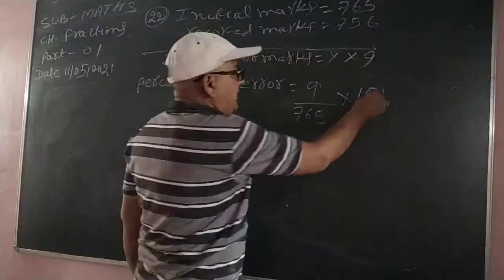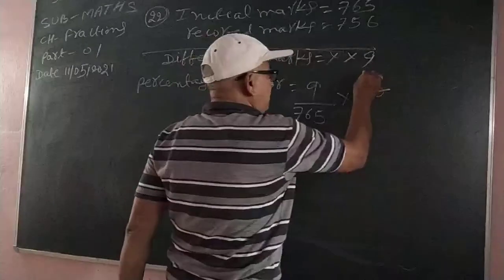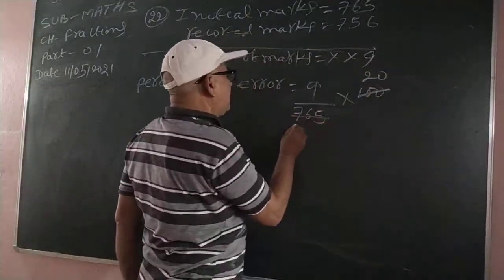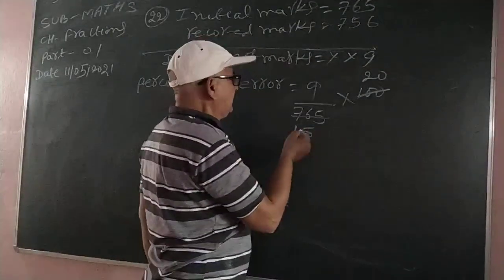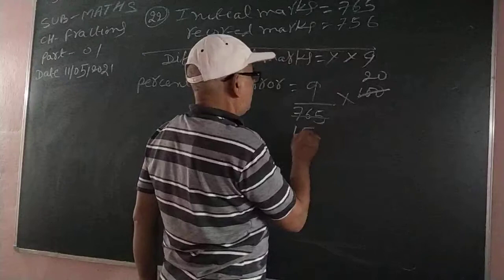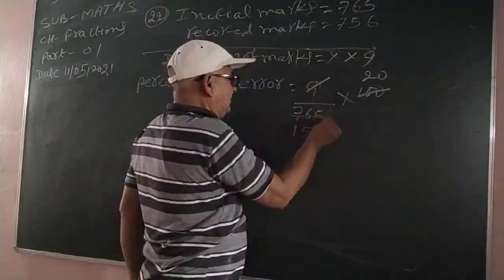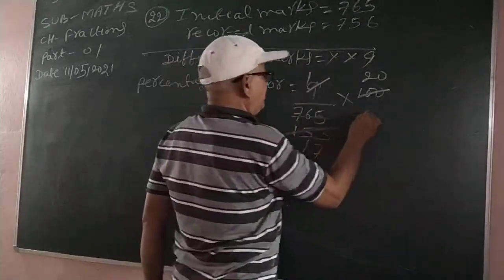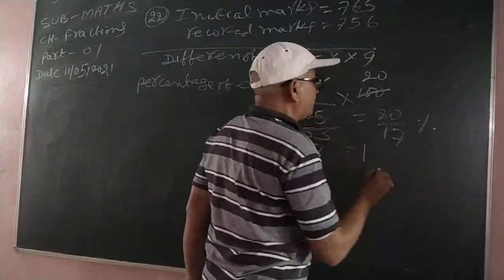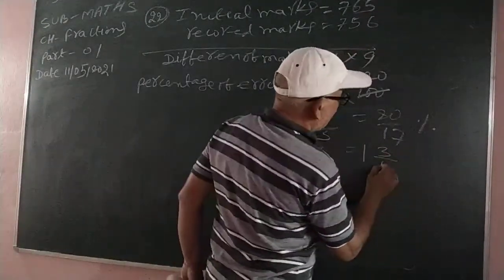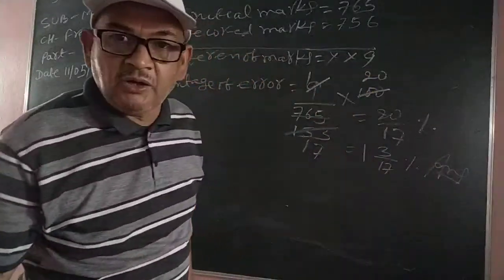This number is divisible by 5. If we divide by 5, 20 will come, and if we divide 765 by 5, it comes 153. Now 9 17 times, means 20 by 17%. What you will write? 1 3 by 17%. This is your answer. Is it clear now?